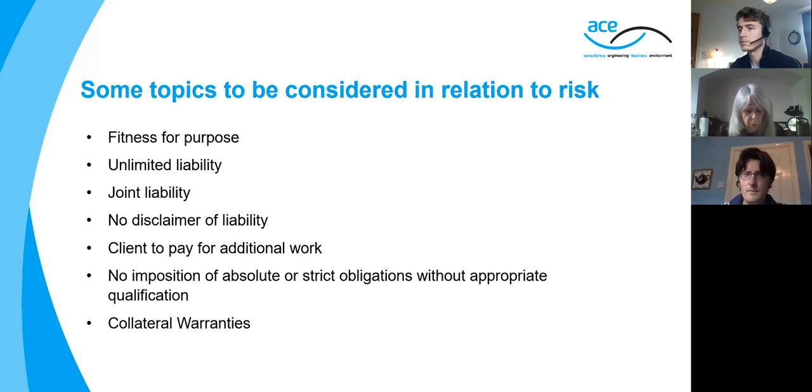And there should be no imposition of absolute or strict obligation without appropriate qualification. So there should be no requirement for compliance with third-party agreements without the client ensuring that only what is required from the professional under the agreement is covered. So there should be no strict obligations where matters are outside the agreement. And such requirements are akin to fitness for purpose.